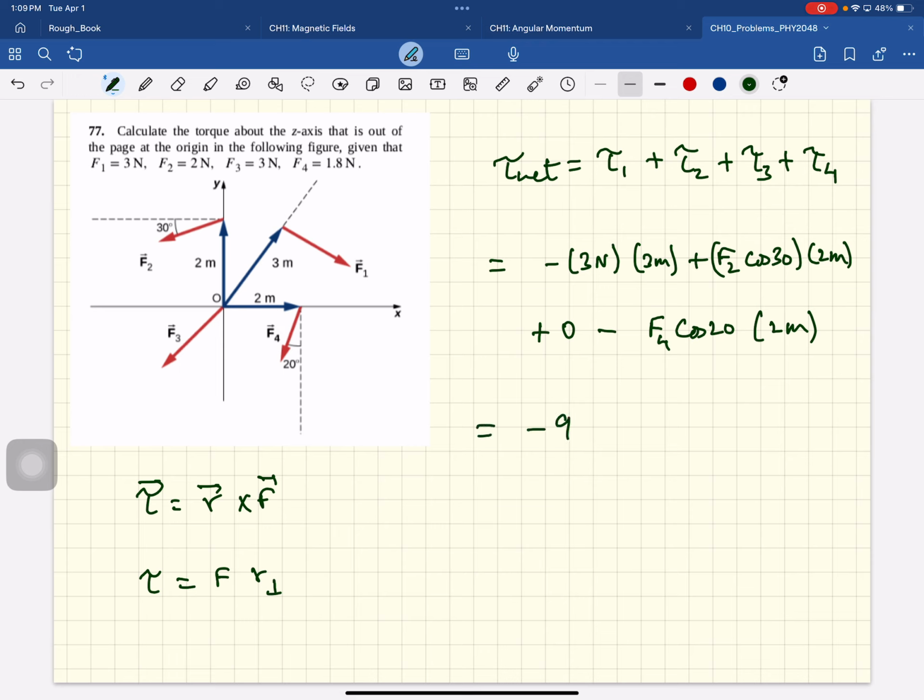Minus 9 plus F2 is 2, 4 cosine 30, .46 plus 0 minus F4.